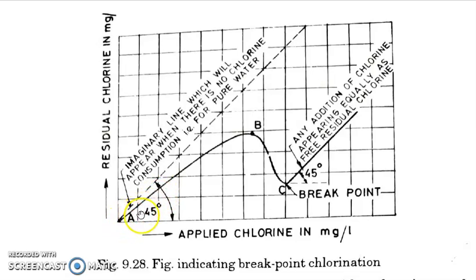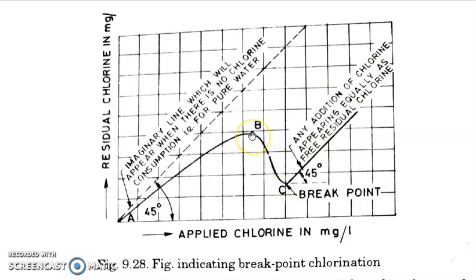So this line, as you go on increasing the chlorine dosage, you will start getting some residual chlorine value, but it will not be equal to the applied chlorine value, because some quantity is going to be used for killing the microorganisms. So you go on increasing the chlorine dose, residual chlorine also goes on increasing, but it will be less than the applied chlorine value, and say point B is reached when suddenly there is a dip in the residual chlorine. So you will get a curve which is coming down like this.